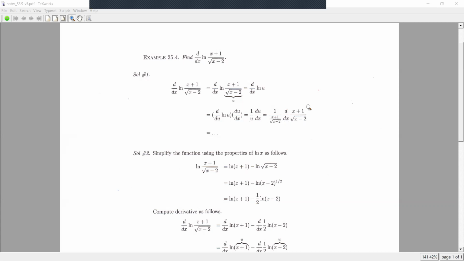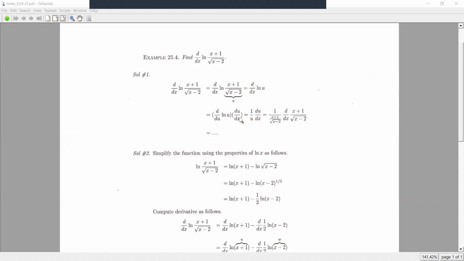When I compute this derivative, I apply the quotient formula. In the quotient formula, I need to compute the derivative of the bottom, square root of x minus 2. To compute the derivative of square root of x minus 2, I need the chain rule again.